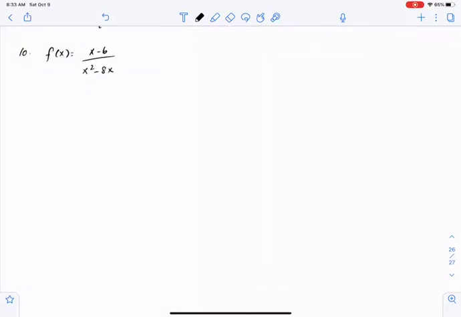So the denominator is x squared minus 8x. And we want to set that equal to 0 to determine the values of x that would make the denominator 0. So if I pull x out, I would have x minus 8. So we actually have two factors. One is x and the other one is x minus 8.